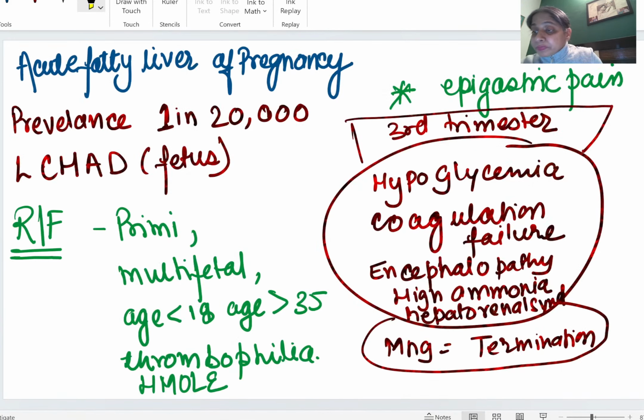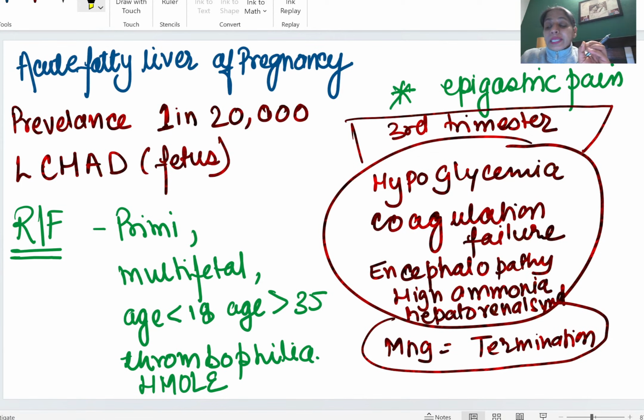Next is acute fatty liver of pregnancy. When they ask you to make the diagnosis, the other thing they will ask you is acute fatty liver of pregnancy in the options. One option they will put is cholestasis. The other option will be acute fatty liver of pregnancy.